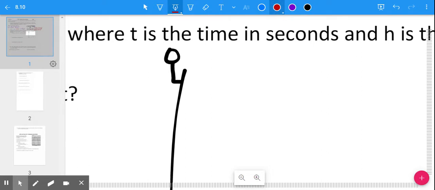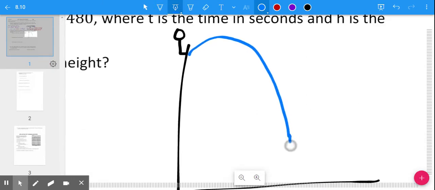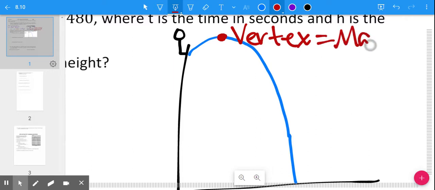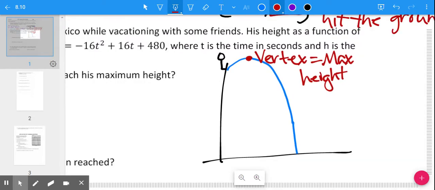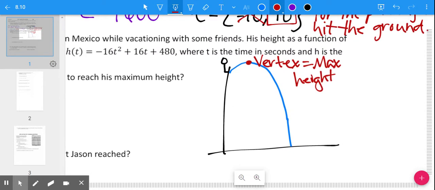Here's Jason, and he's going to jump off this cliff. Now, when you jump off a cliff, you don't simply just step off the side. You've got a little bit of a jump before you come down. So the maximum height on this is represented by your vertex. Now, this goes back to Unit 7 on how to find the vertex given an equation.